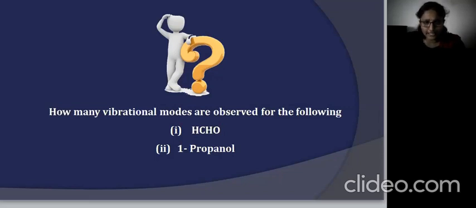Check whether it is a linear compound or a non-linear compound. Then apply the formula 3n minus 5 or 3n minus 6. Then you calculate how many vibrational modes are observed. Anyway, I am going to give you the answer, but you have to try it out.